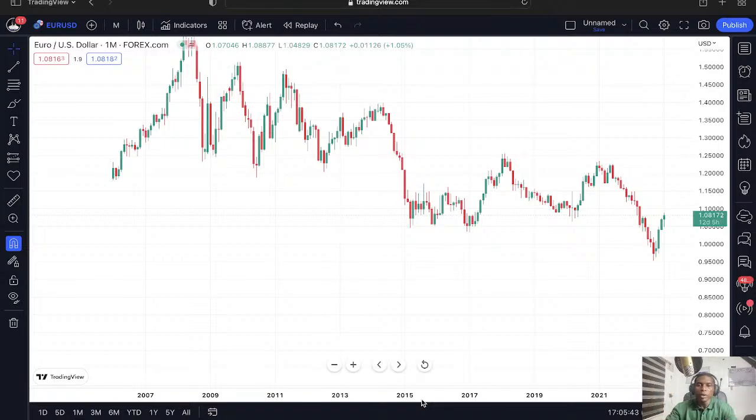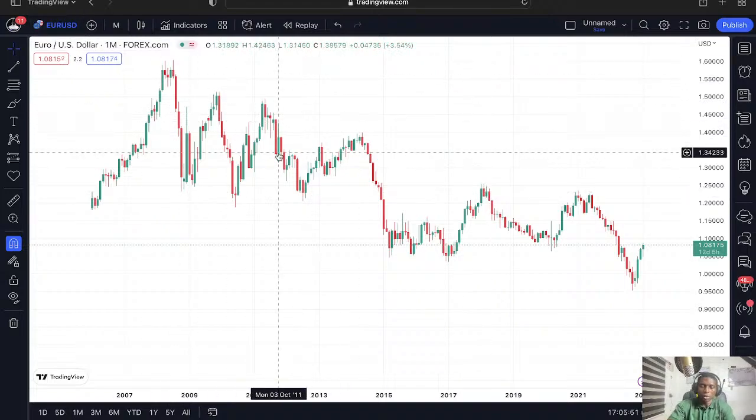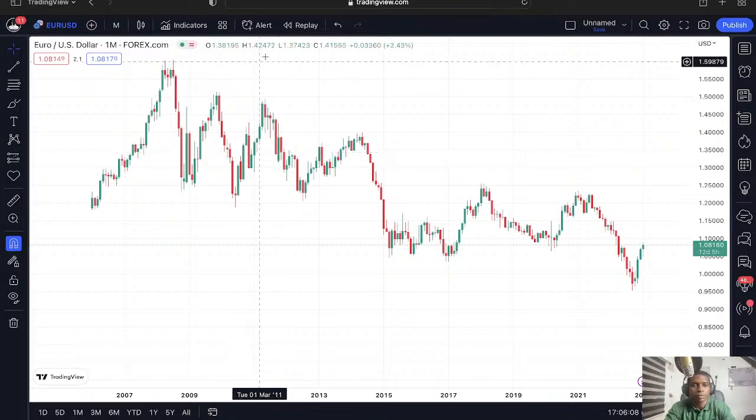Alright, so while we wait for others to join us, let's kick off this session. I'll be keeping track of the EUR/USD market today. We'll be looking into gold as well, and if time permits, USD/JPY.